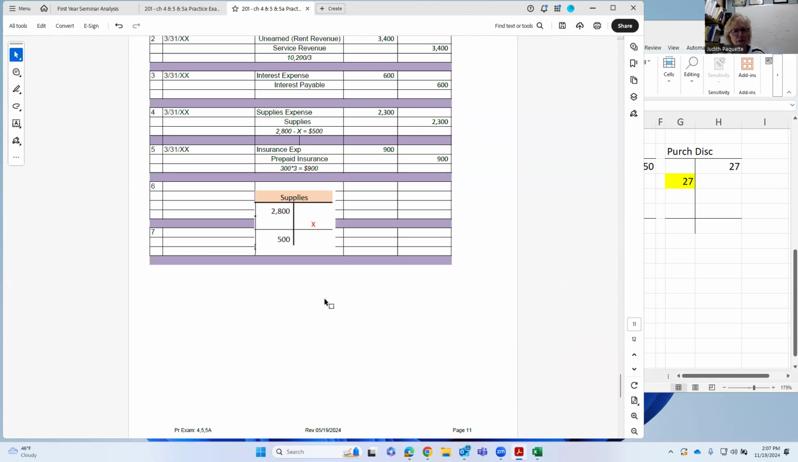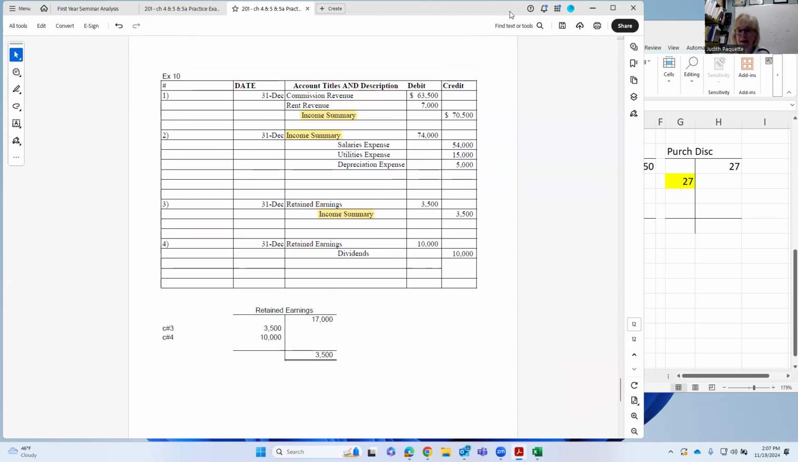And this is more adjusting journal entries. I would love to spend more time, but I am being kicked out. So anything else I can do for you guys?